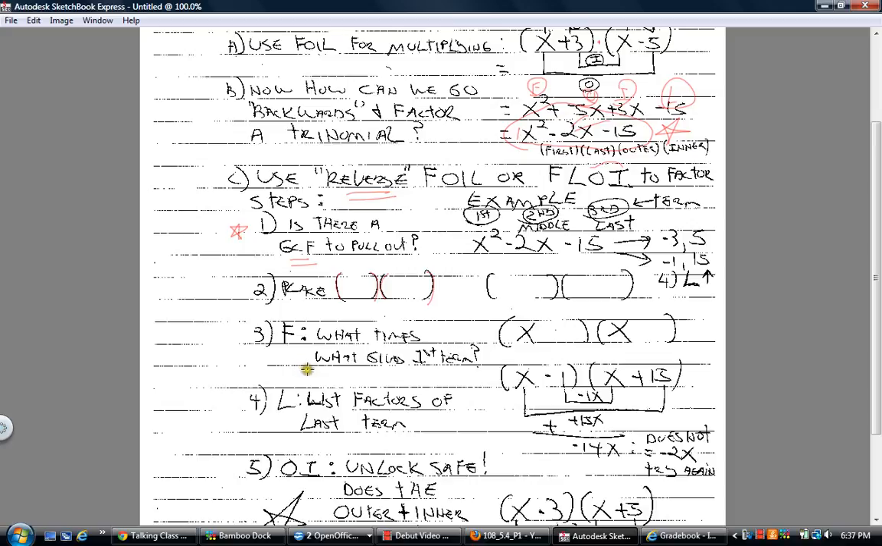Now the next hard part is you go down and do L. What times what produces the last term? I like to be organized and neat, so I take the minus 15 and think of factors. Negative 3 times 5 is negative 15. Negative 1 times 15 is negative 15. Okay?